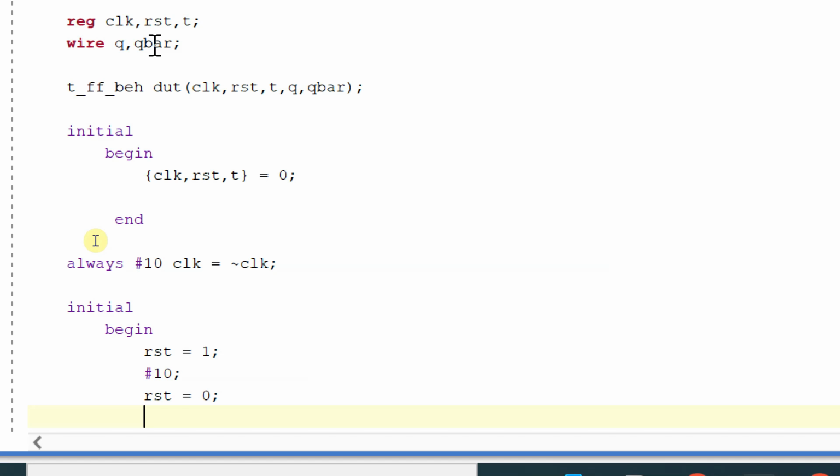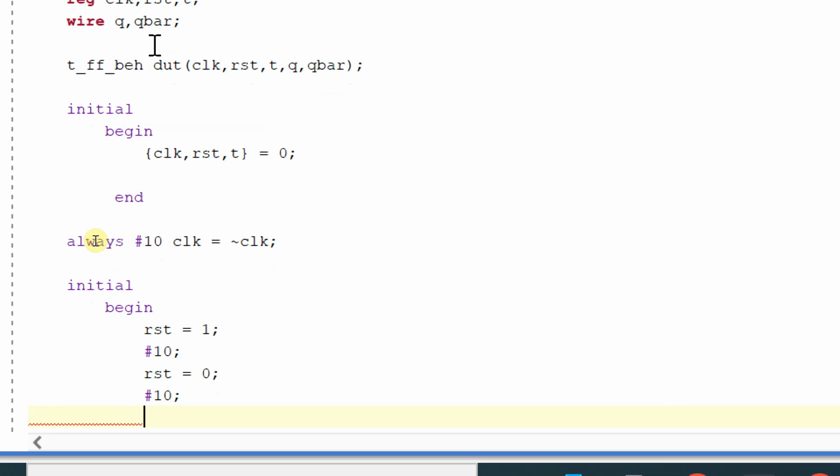See here in the TB, in the previous TB, I am driving the reset signal according to the clock, that is at the negative edge of clock I am driving the reset signal. But here in my design I am using an asynchronous reset, so I don't need to drive my reset signal according to the clock. I can give my reset signal as it is, without needing any clock. So again after 10 nanoseconds I am driving the input.